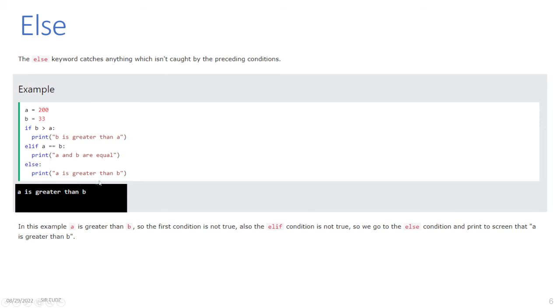Print A is greater than B. So in this example, A is greater than B. The first condition is not true, and the elif condition is not true either. So we go to the else condition and print to screen that A is greater than B.